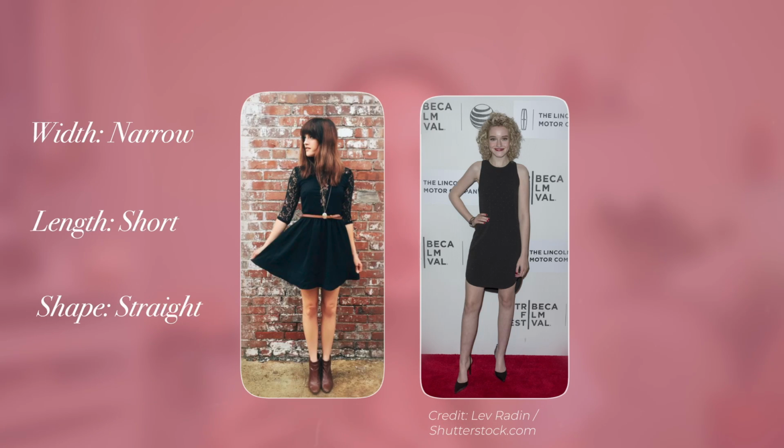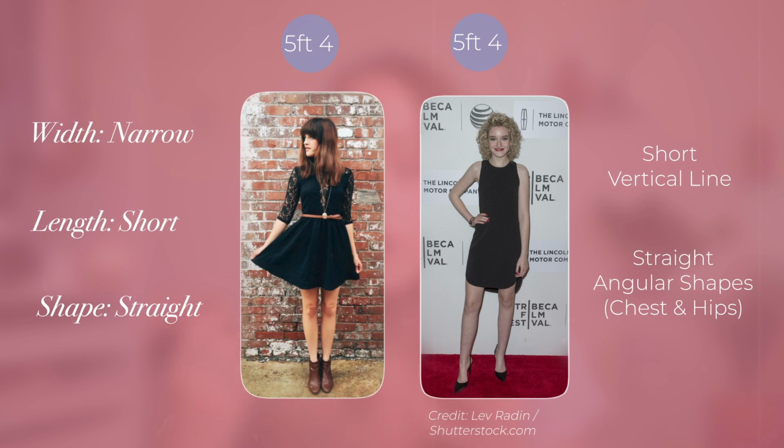Narrow, short, and straight. This type is narrow in the shoulders, and they tend to have a narrow bone structure. They have a short vertical line, so they look short and they do tend to be short, and they have straight shapes in their frame, so they have kind of straight waists, angular shapes in the chest and hips. This is your typical flamboyant gamine.